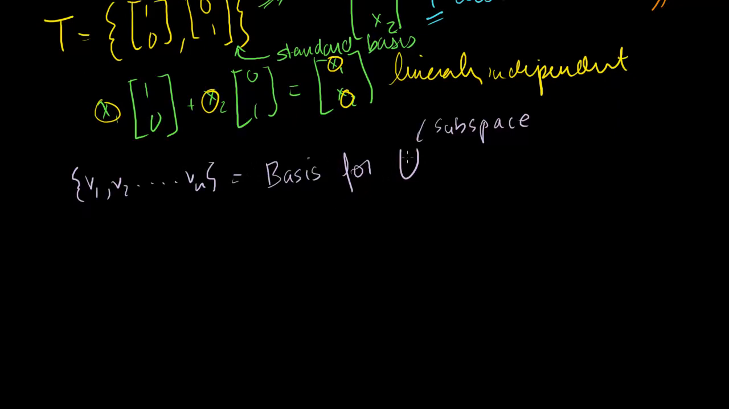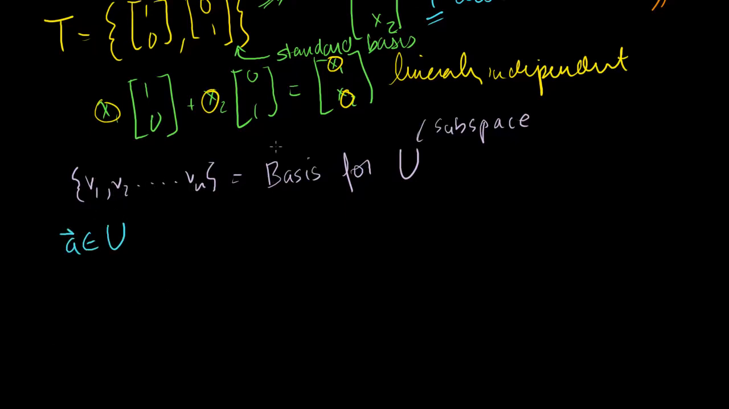Now what I want to show you is that each member of U can only be uniquely defined by a unique combination of these guys. Let me be clear about that. Let's say my vector A is a member of our subspace U.